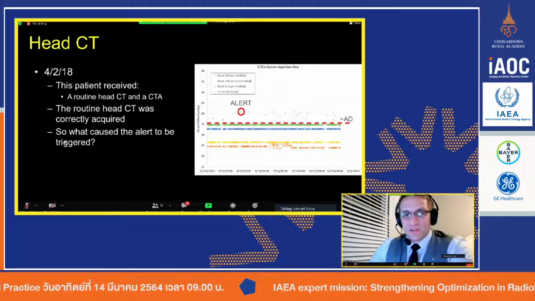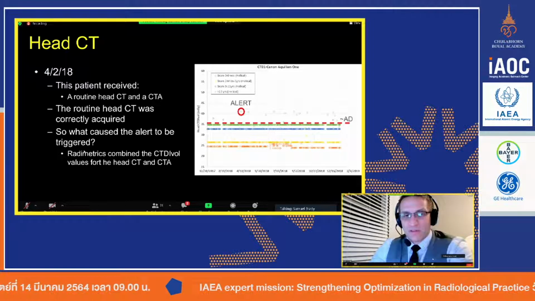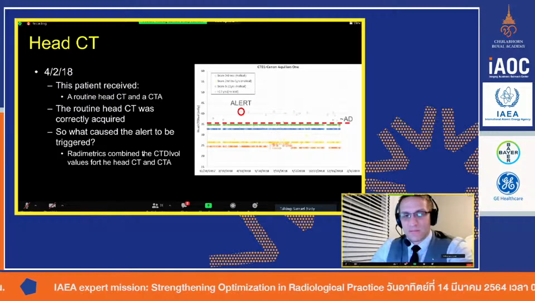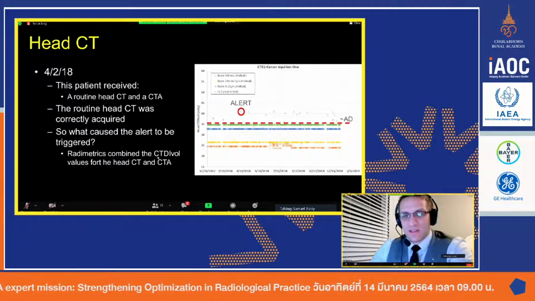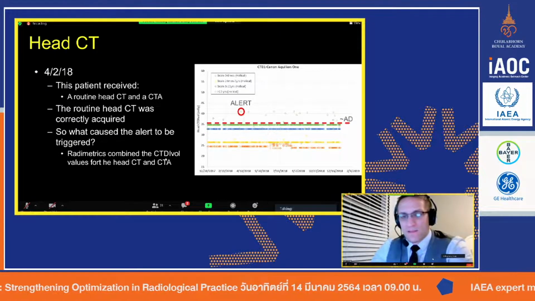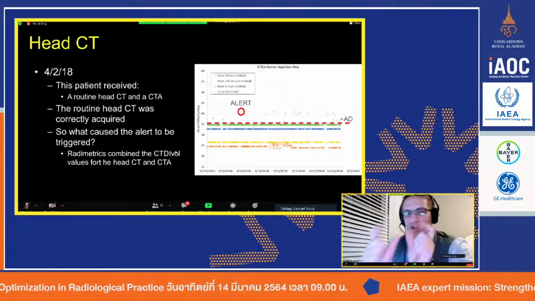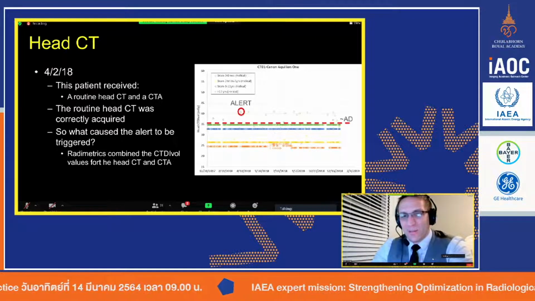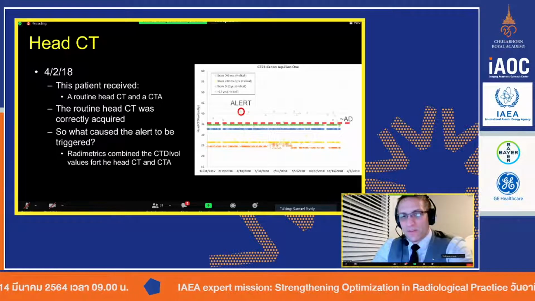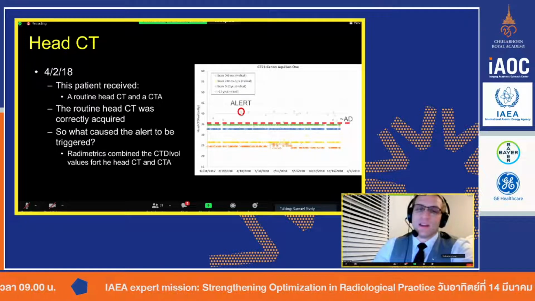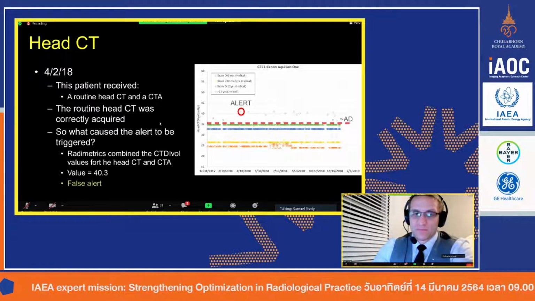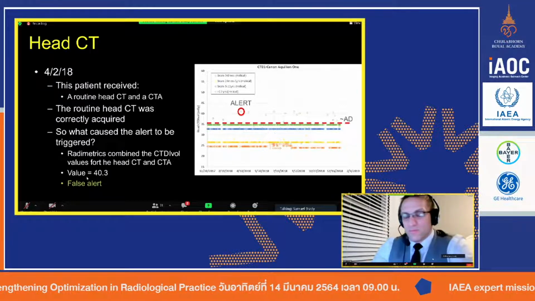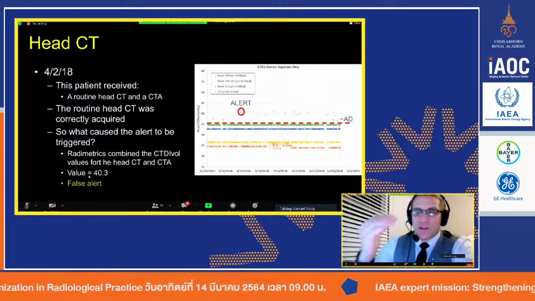So what caused the alert to be triggered? It turns out that Radiometrics, whenever there's a combo, will take the two CTDIvols and combine them. So the CTDIvol for the routine and the CTA got added together. It wasn't actually a perfect add, and something was kind of weird with it, because the CTA is actually a little higher than only 10 milligray, but it caused the value to go from 35 up to basically 40.3. So this was a false alarm, and we still looked at it because it surpassed our alert value.